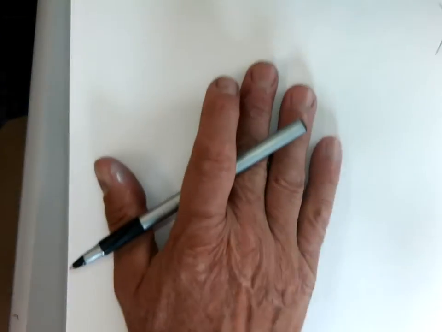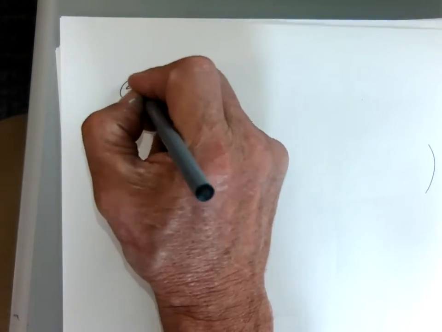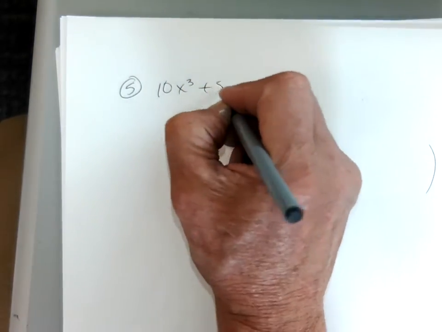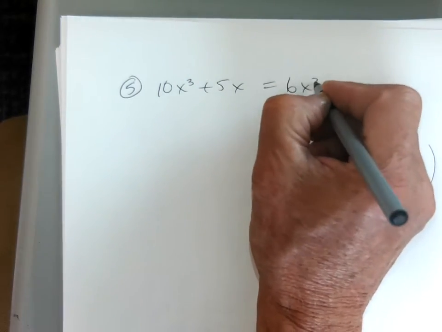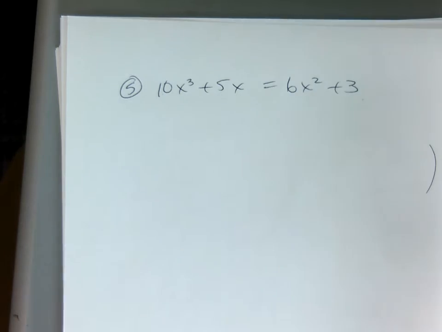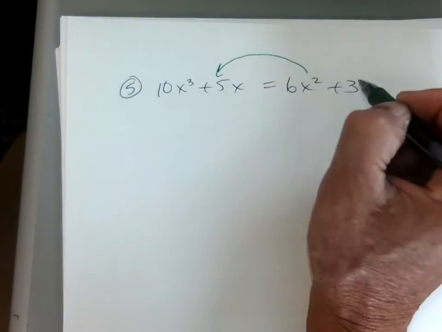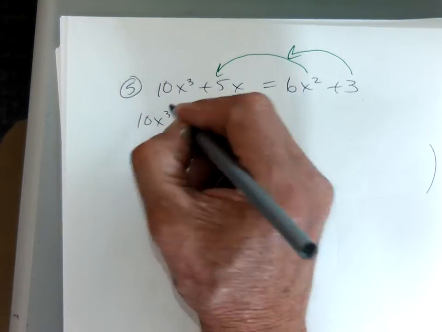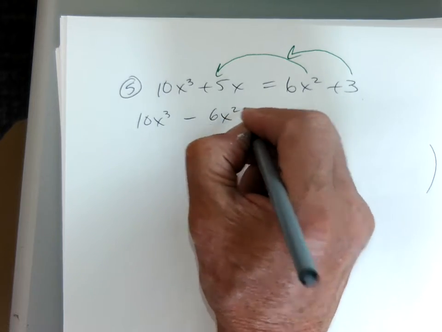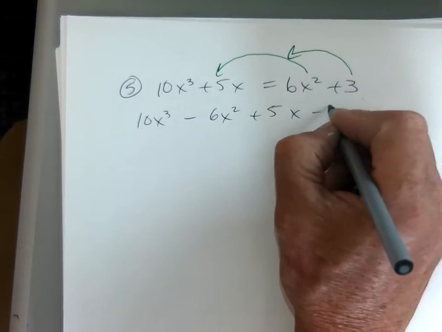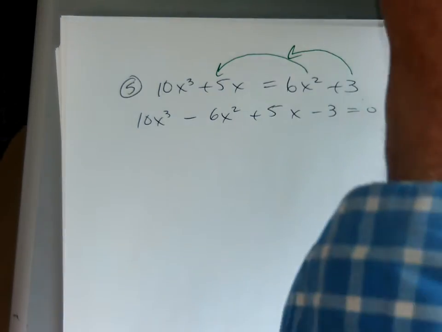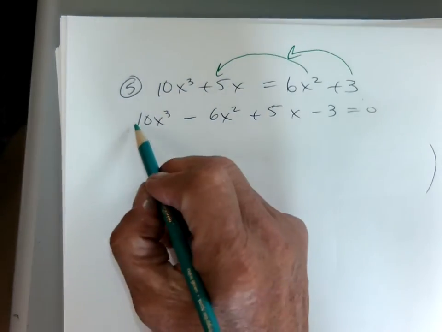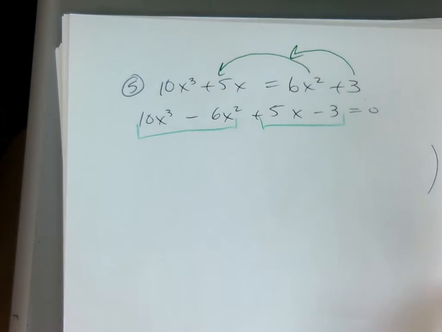Okay, number 5. I have 10x cubed plus 5x equals 6x squared plus 3. Okay, so I need to bring them all over. I'll have 10x cubed minus 6x squared plus 5x minus 3 equals 0. 4 terms, let's group them, okay?